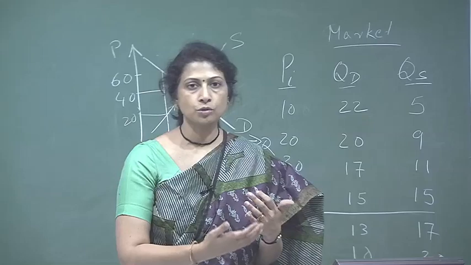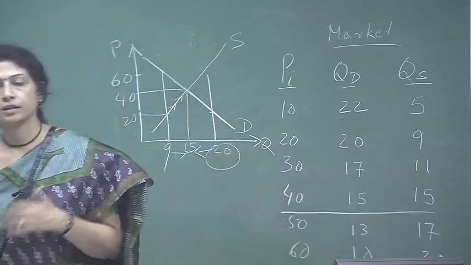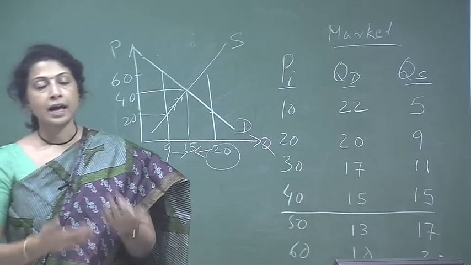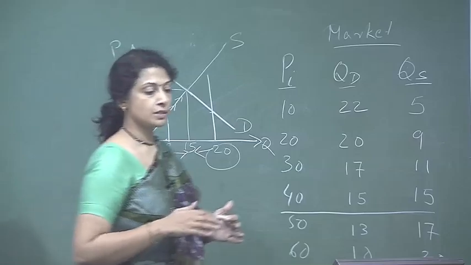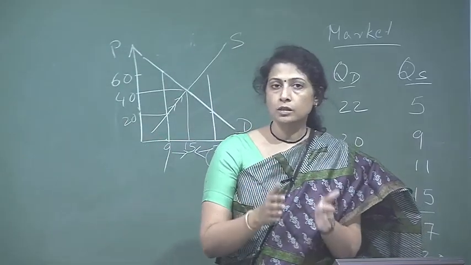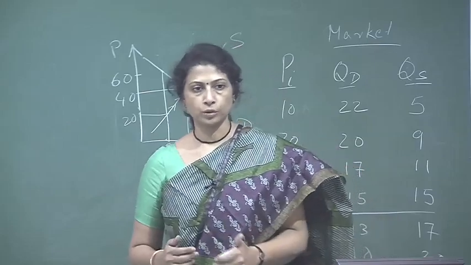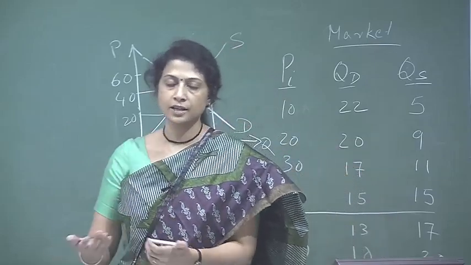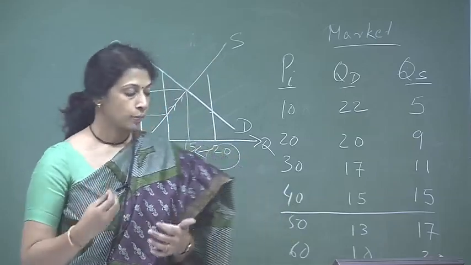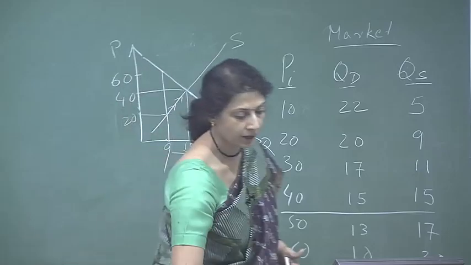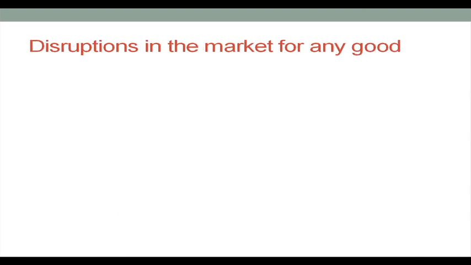It tells the consumers that at this price what you are demanding is not to be supplied by the suppliers, and to the supplier also the price tells that at this price you can only sell so much and you have to reduce the price if you want to sell more. Similarly to the consumers, it says that you have to increase the price if you want to buy more. So price acts as a signal in the market and brings the market back into equilibrium.